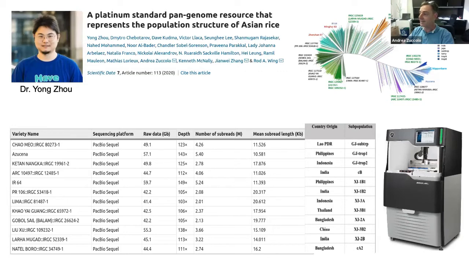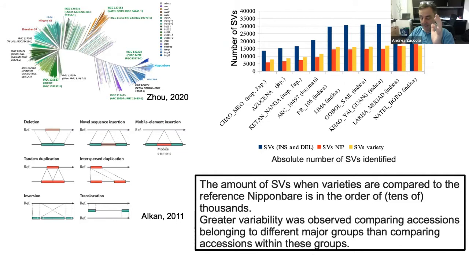And the final result of all these efforts is a data set of platinum standard genomes that makes altogether a wonderful set of data for many kinds of analysis, but in my case, especially for the identification of structural variants. Structural variants are defined as genomic alterations longer than 50 base pairs. We can have deletions, insertions, duplications, translocations, inversions.